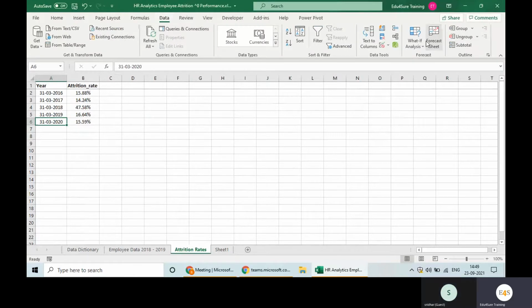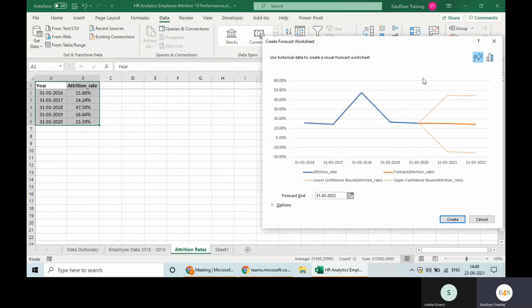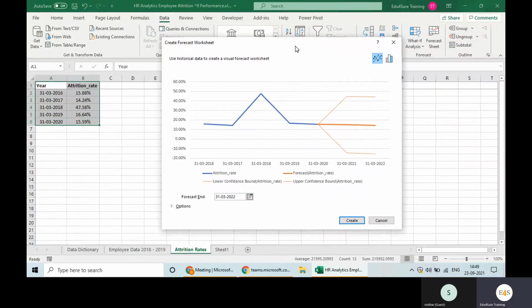Here we have this forecast sheet, right? This is the base data we already have. Go to the forecast sheet and it will show you a graph like this. So basically these blue lines are the data which we already have, right? But this orange section is the forecasting, right? Now, by default, how many years is it forecasting? Just for 1 year.